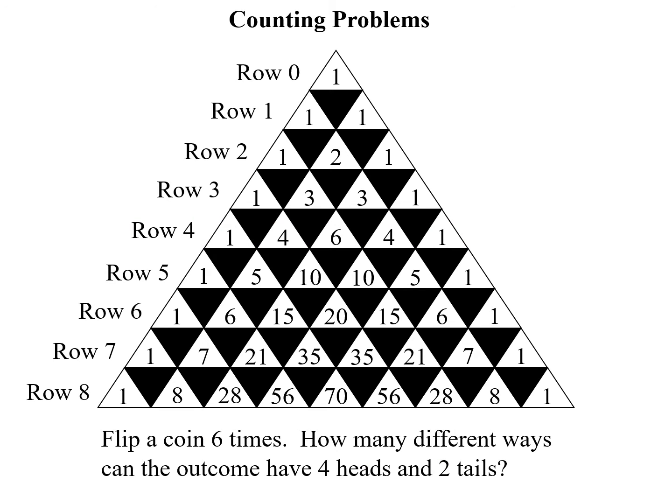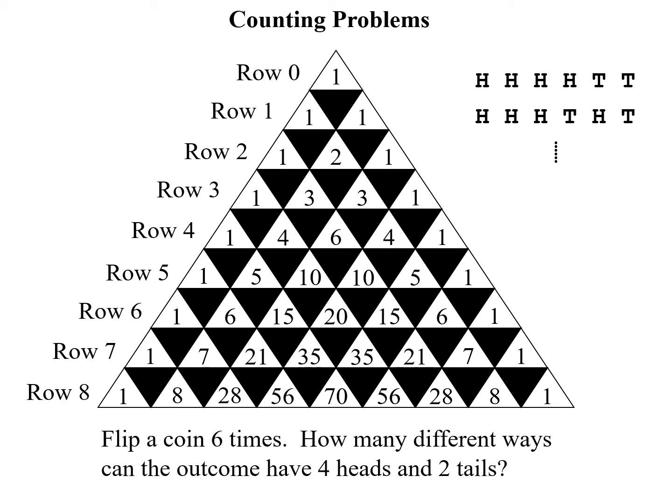Let's take a look at a famous coin problem. Flip a coin 6 times. How many different ways can the outcome have 4 heads and 2 tails? Well, we could list out all the possibilities. Head, head, head, head, tail, tail, or head, head, head, tail, etc. This is not fun because the list is going to be kind of long. It would ruin your day.